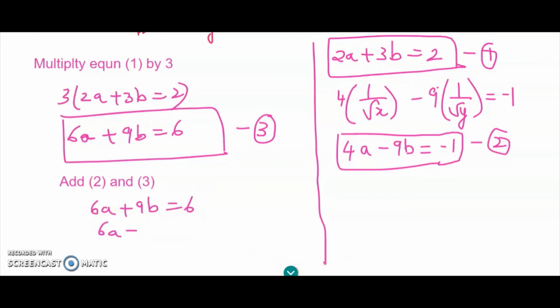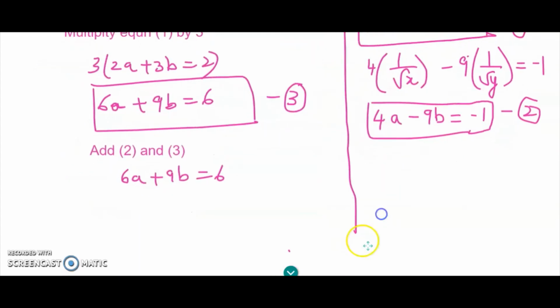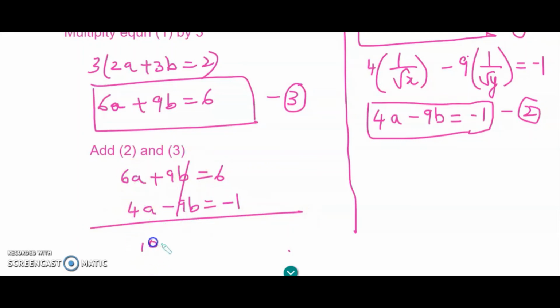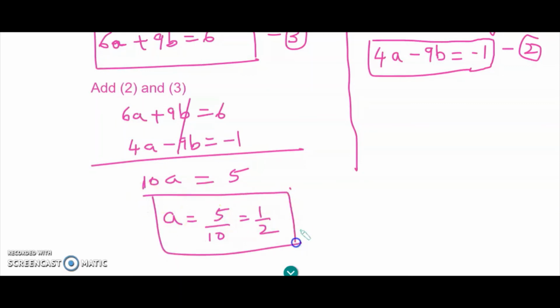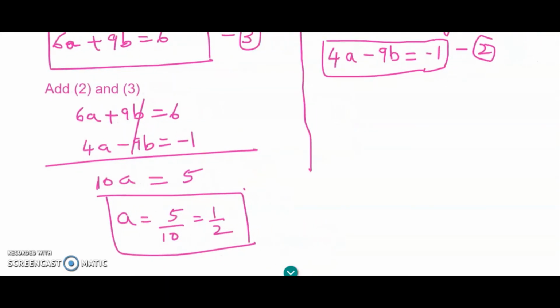So 6a plus 9b equals 6, and the second equation is 4a minus 9b equals minus 1. Add, so no change of sign. This will be 10a equals 5. Correct? So I'll get a equals 5 upon 10, which is half. Am I clear? Okay.